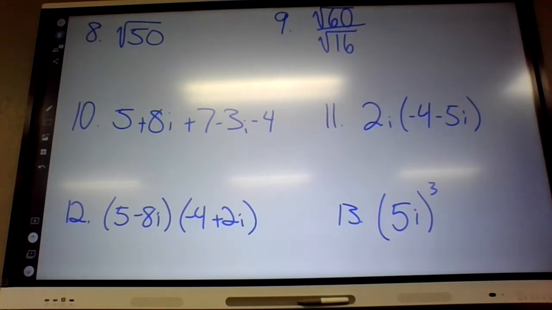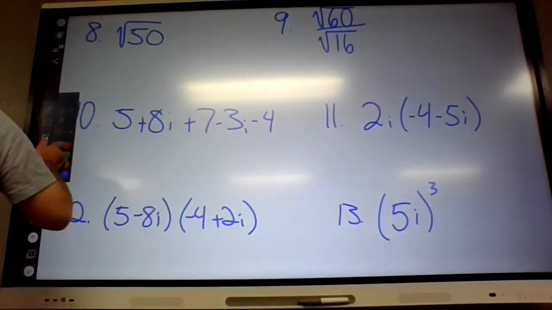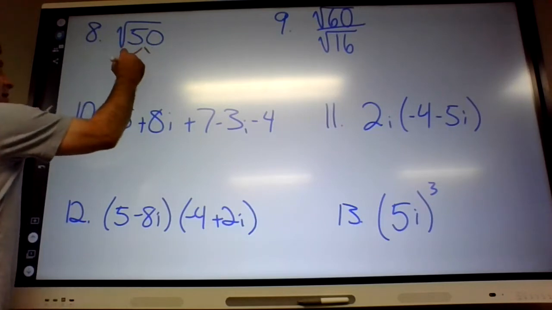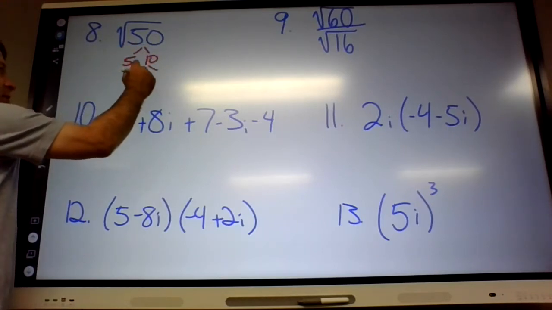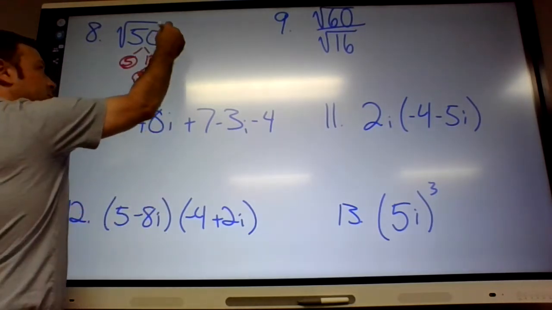You guys remember how to do 8 without a calculator? You do the factor tree. So you can do 5 times 10, and out of 10 it's 5 and 2. If you don't feel completely confident though, you need to use a calculator, might as well.